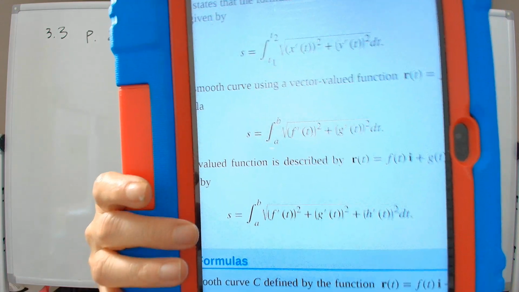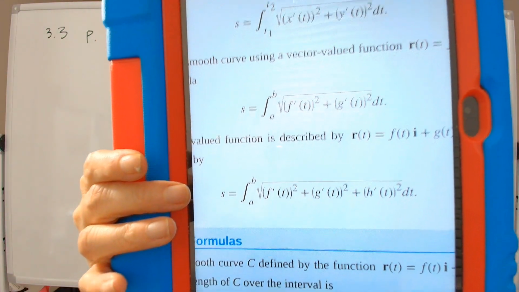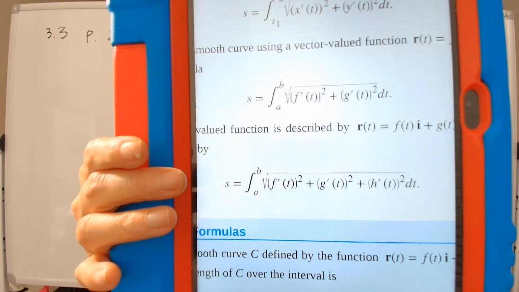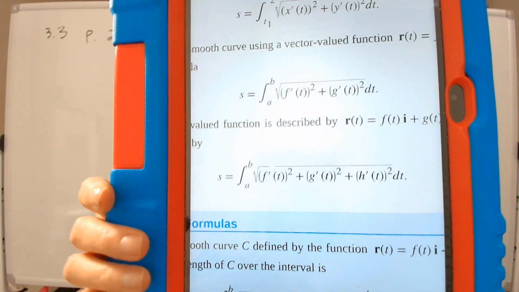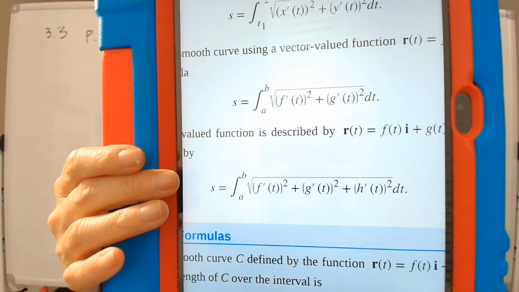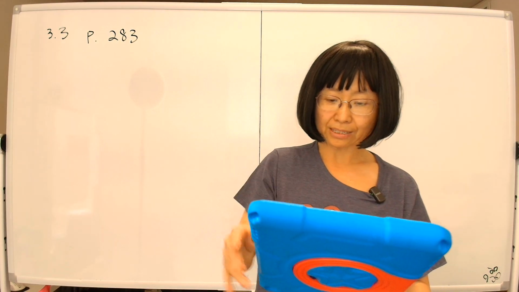What if we had a 3D curve? Nothing changes if it becomes 3D. Everything follows exactly the same, except you have a third item to square and then add the square root. So instead of f prime plus g prime all squared, you get f prime, g prime, and h prime all squared, and then you take the square root. But the principle is exactly the same.